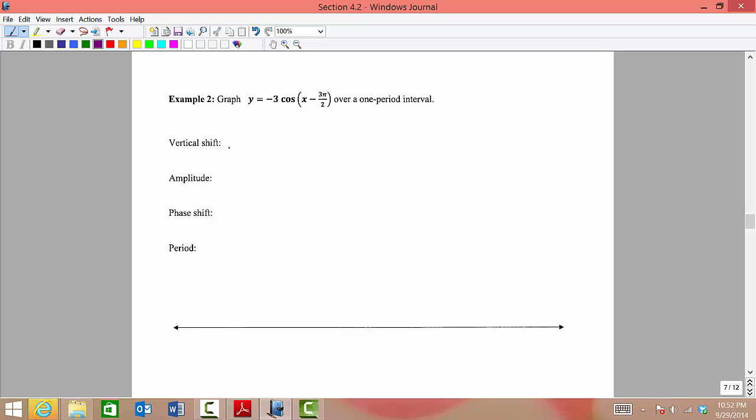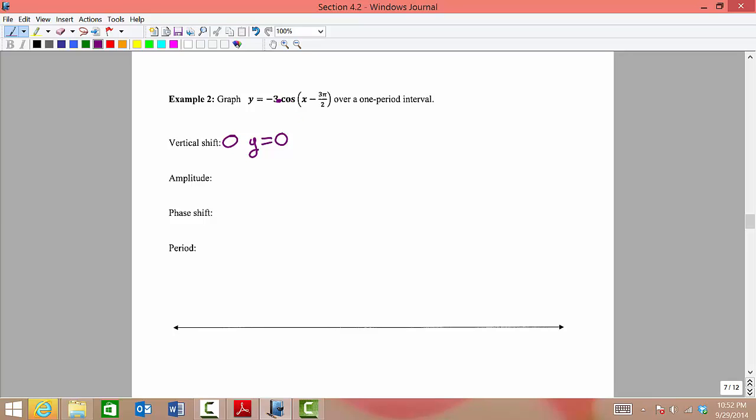Now be careful. To have a vertical shift, we're either adding or subtracting on the outside of the function. Here we have a negative 3. What's the operation between negative 3 and cosine? Well, it looks like multiplication. Vertical shift does not come from multiplying something times the function. It comes from adding or subtracting between cosine and the outside of the function. So we have no vertical shift. That tells us that the middle of our graph will still be at the x-axis, y equals 0.